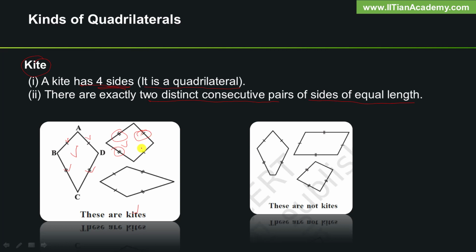This and this are equal. Hence this and this are equal. This and this are equal. Hence this is a kite. Here you can see this has 5 sides. Hence not a kite. Here, 4 sides, but not adjacent sides are equal. Here, only 2 adjacent sides are equal. The other 2 are not. Hence this is not a kite.